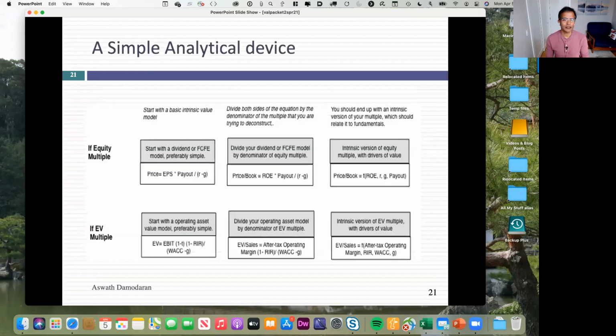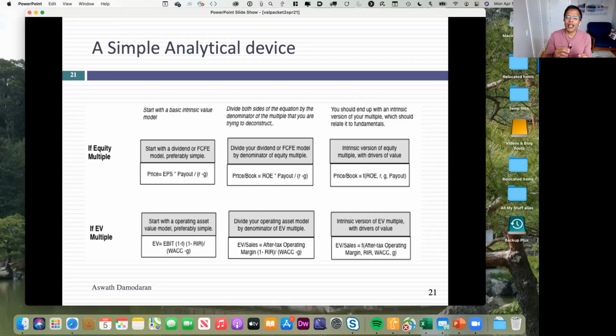So let's see how this plays out and why I came up with those three variables. It's a very simple analytical device. I go back to a very simple discounted cash flow model. If it's an equity multiple, I go back to a dividend discount model because I want the algebra to be simple. I go back to a stable growth dividend discount model. Then I divide both sides of my intrinsic value model by whatever variable I'm trying to scale to, earnings, book value. I can tell you what drives a PE ratio, price to book ratio. You name the equity multiple, I can tell you what drives that multiple using that very simple device.